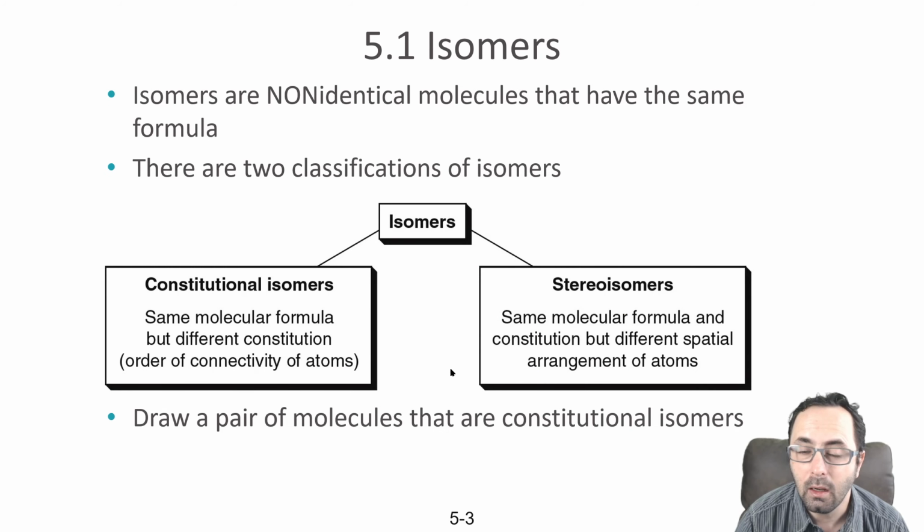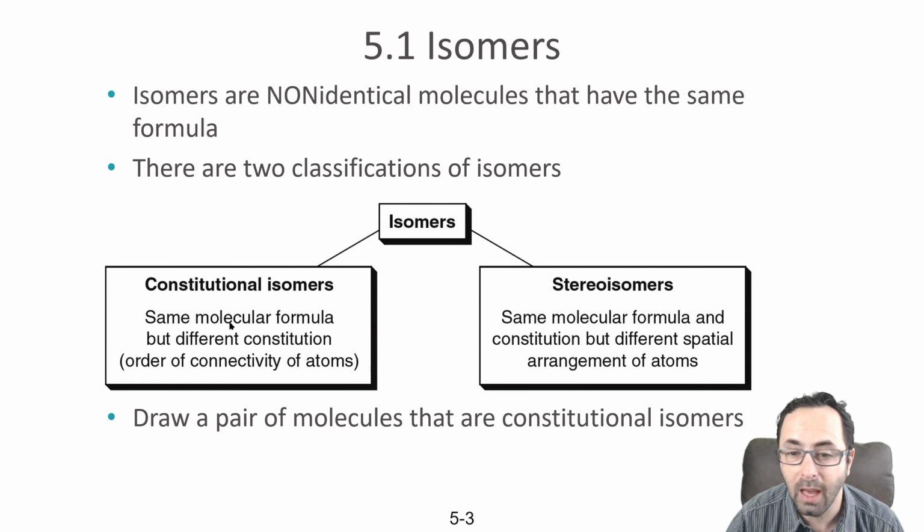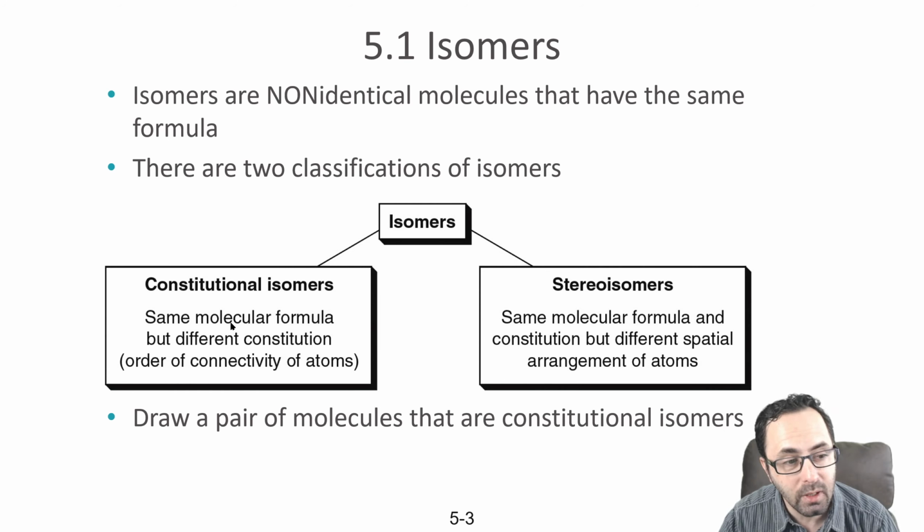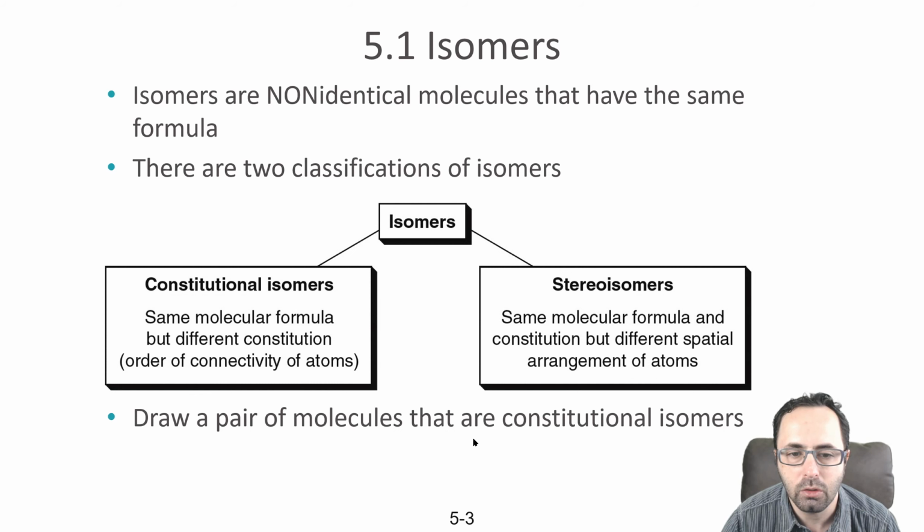So again, we can divide isomers into two large classifications. One is constitutional isomers, in which atoms are bonded to different other atoms. However, the molecule contains all the same atoms, just bonded in a different way. In stereoisomers, all the atoms are bonded to the same other atoms between the two isomers. However, they are arranged in a different way in three-dimensional space. And so you saw a pair of molecules that are constitutional isomers. You saw some examples of that on the first page.